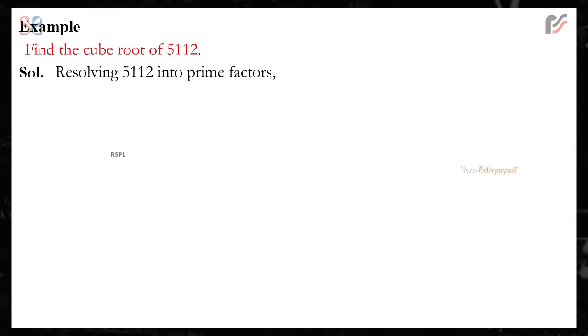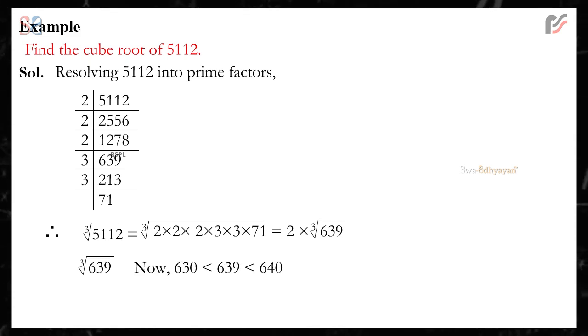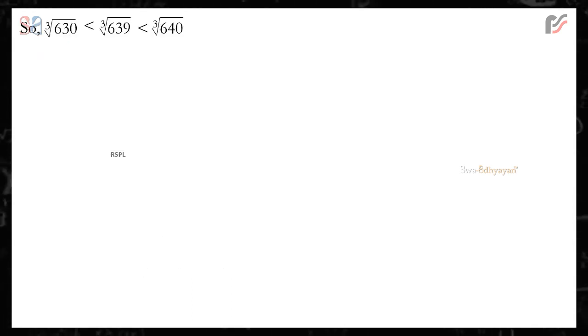Example: Find the cube root of 5112. Solution: Resolving 5112 into prime factors. This is shown as, therefore, cube root of 5112 is equal to cube root of 2 into 2 into 2 into 3 into 3 into 71, which is equal to 2 into cube root of 639. Cube root of 639. Now, 630 is lesser than 639, which is lesser than 640. So, cube root of 630 is lesser than cube root of 639, which is lesser than cube root of 640.